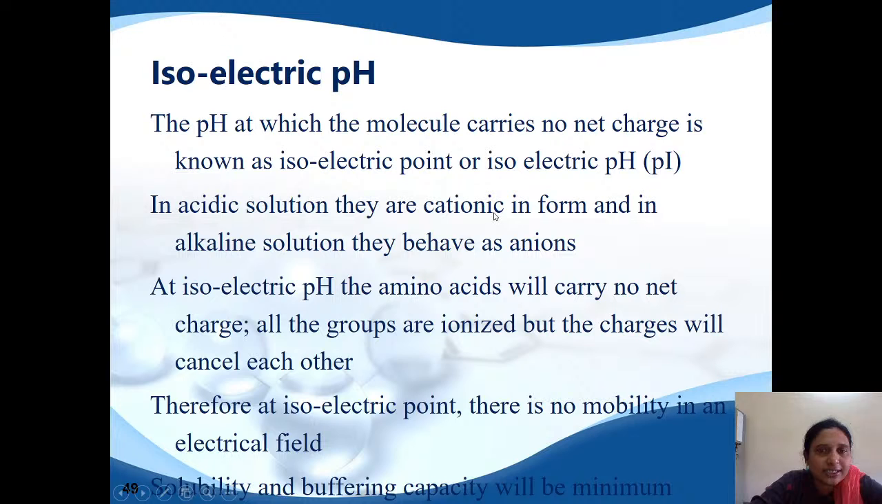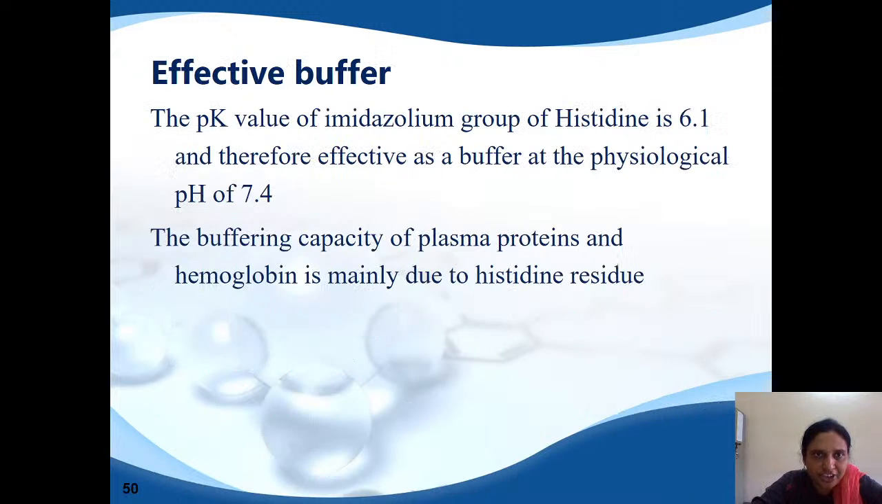Under acidic conditions they behave as cations, under alkaline conditions they behave as anions, and at their isoelectric pH there is no net charge, least precipitation, and no mobility in the electric field. Then, for an effective buffer, a few amino acids have buffering capacity. The buffering capacity of proteins, especially hemoglobin, which acts as a buffer, depends on the pK value.